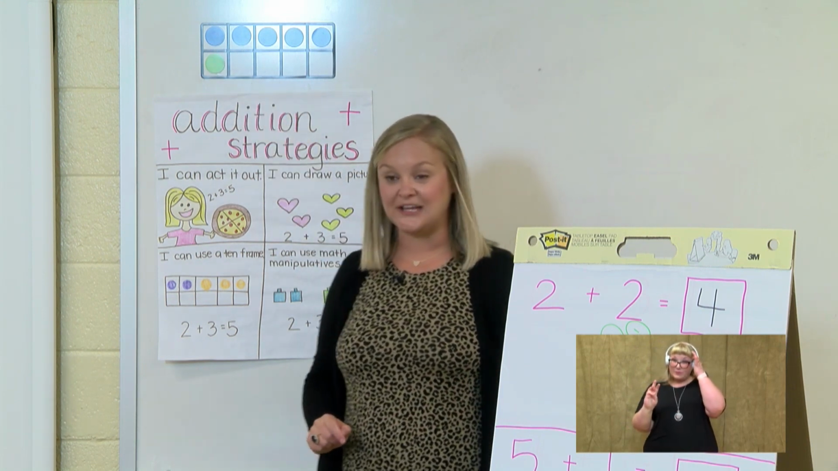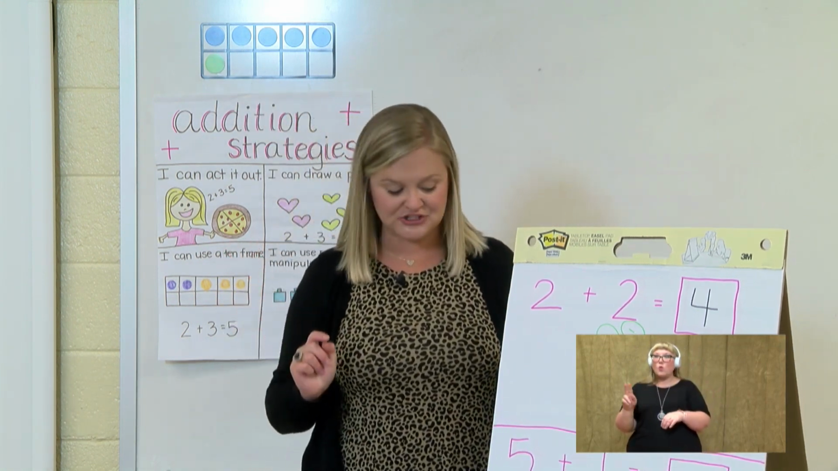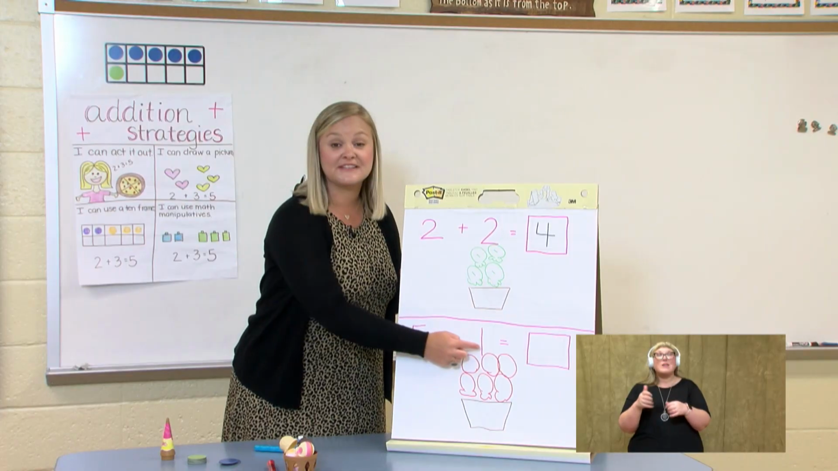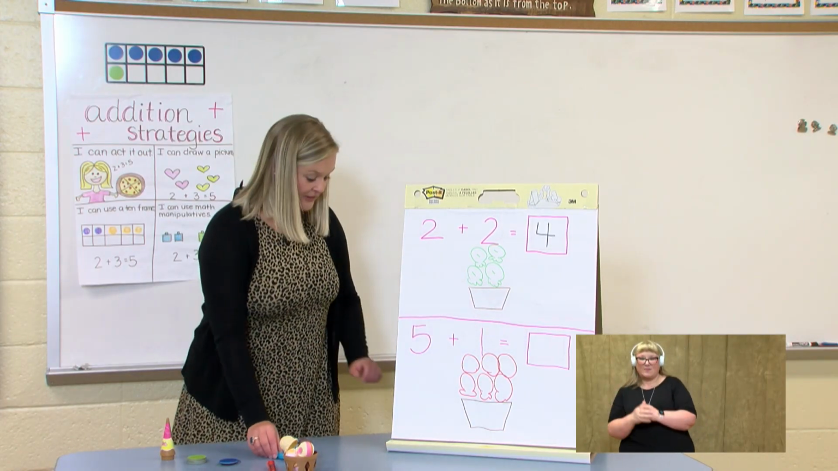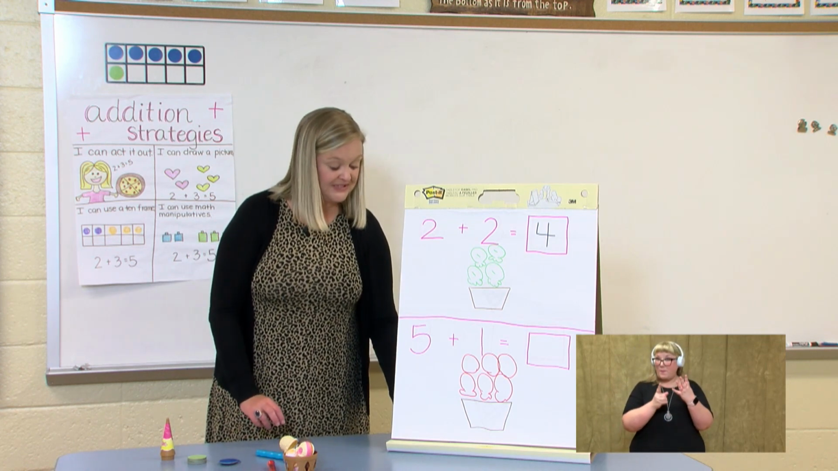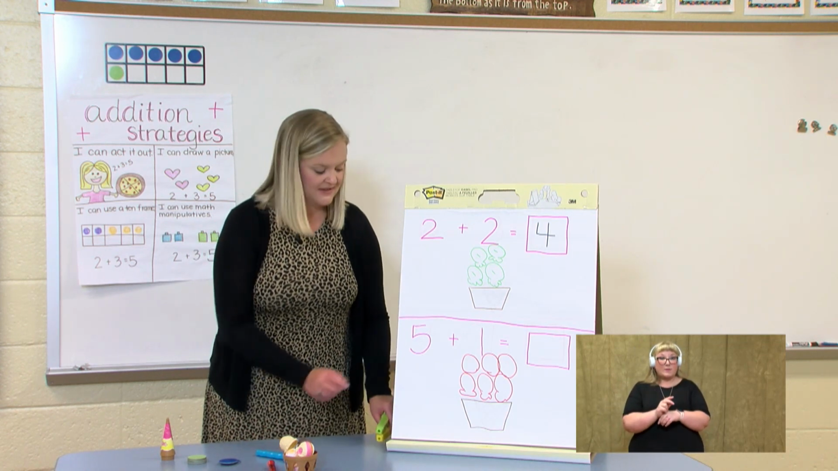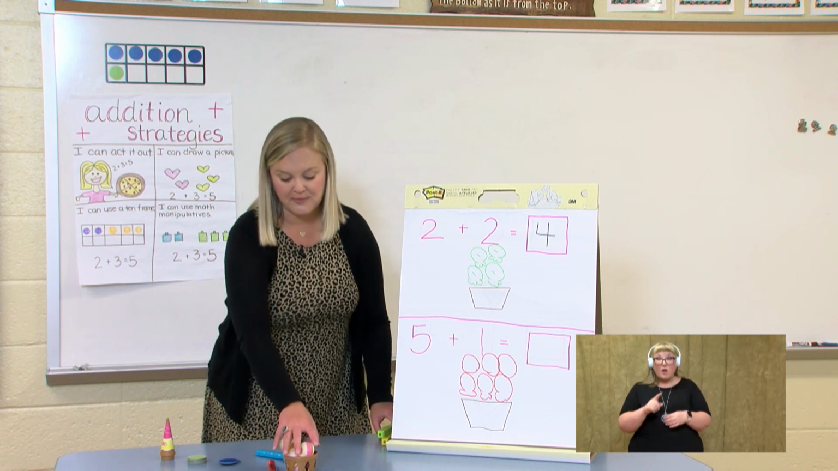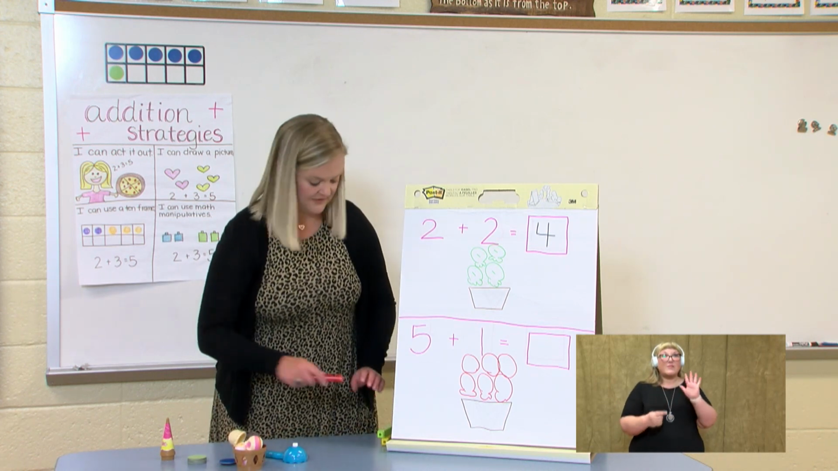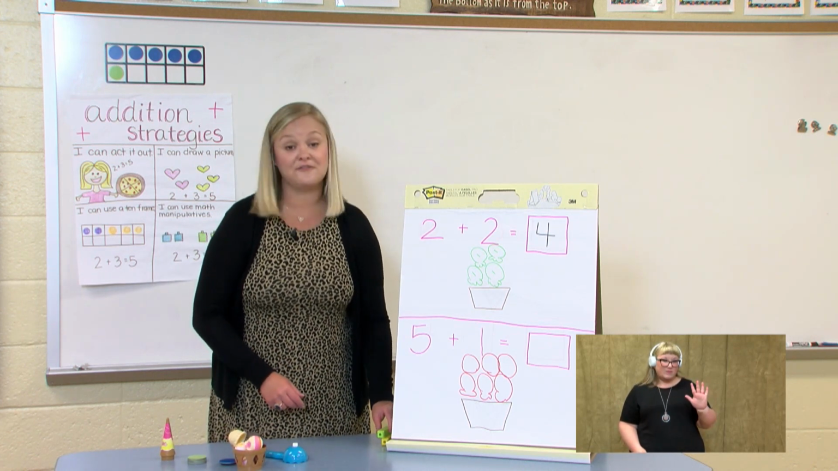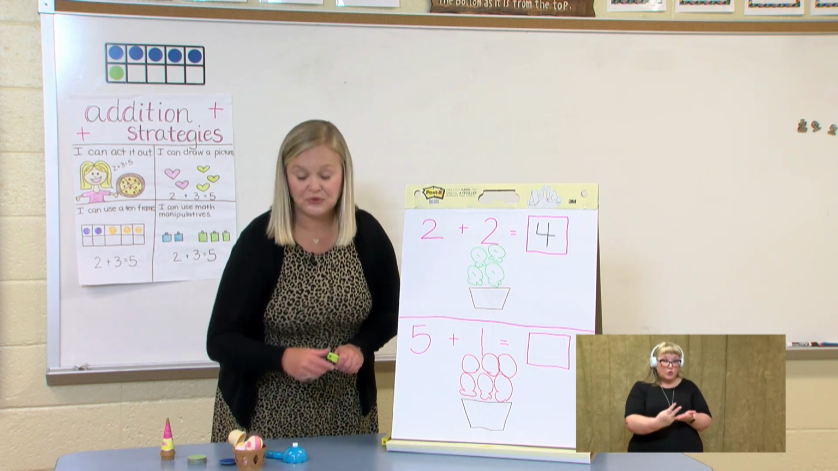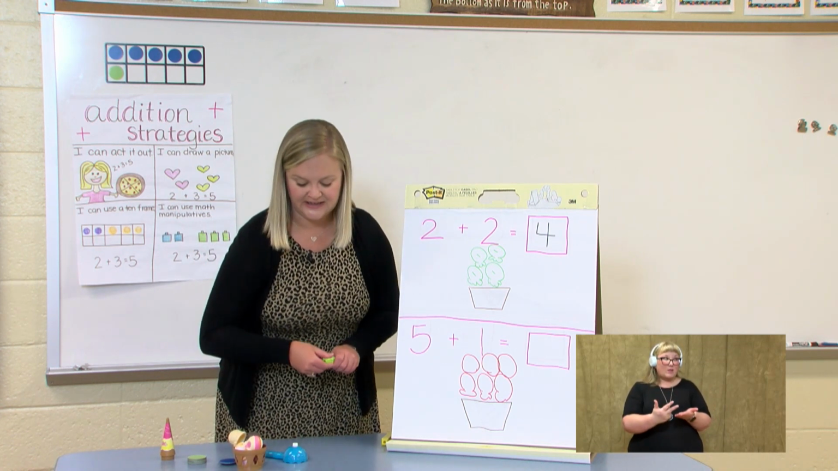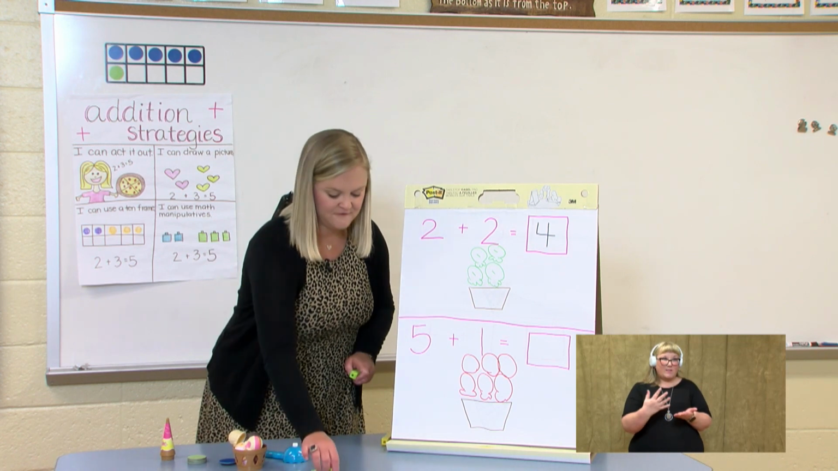Excellent job. Once again, we used our third strategy to solve 5 plus 1 equals 6. All right, now our last strategy is using our math manipulatives. Our first number in our problem is 5. So we're going to put 5 cubes down. 1, 2, 3, 4, 5.